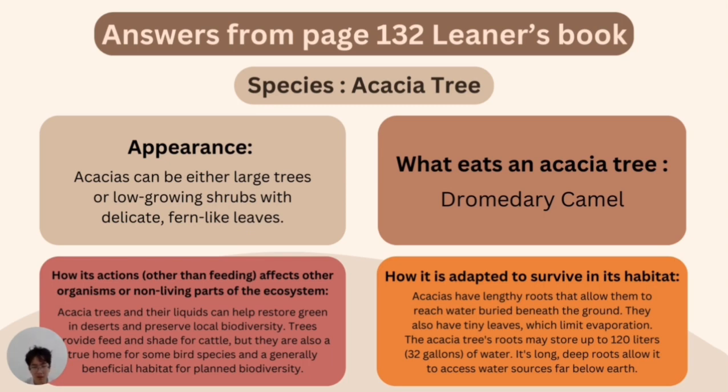How it's adapted to survive in this habitat. Acacia trees have flaky roots that allow them to reach water buried beneath the ground. They also have tiny leaves which limit evaporation. The acacia tree's roots may store up to 120 liters, which is 32 gallons, of water. Its long, deep roots allow it to access water sources.